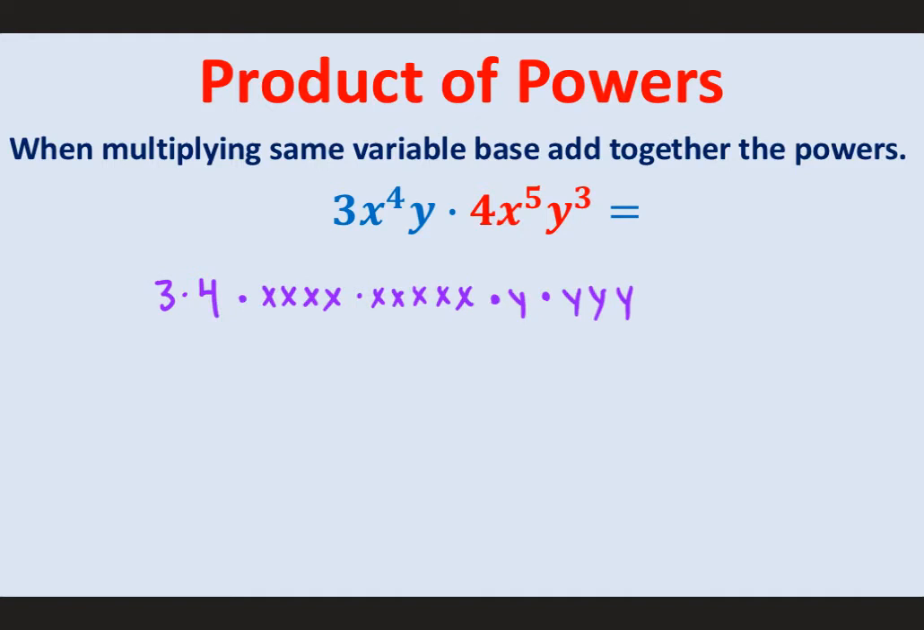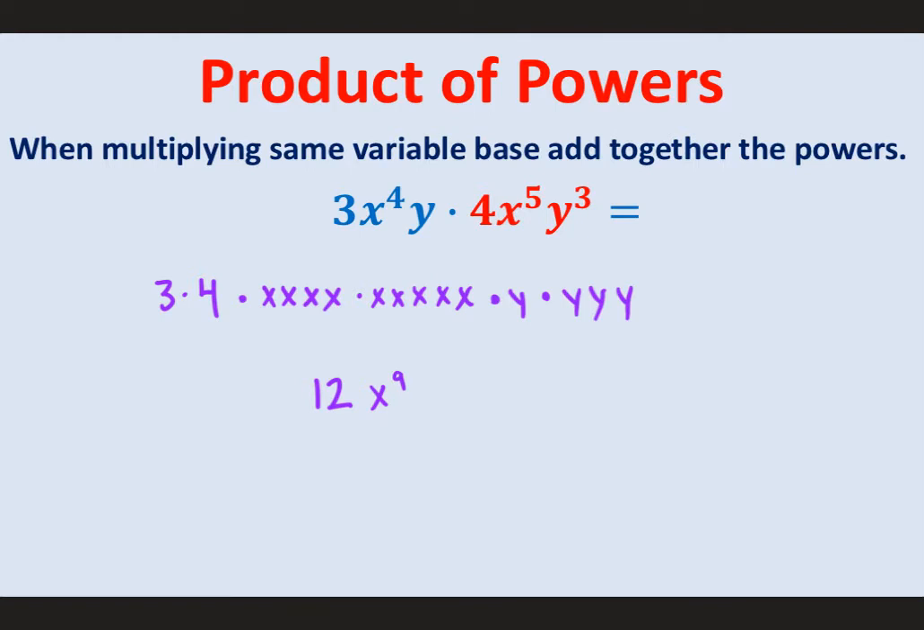I can now multiply together all the pieces that are together. 3 times 4 is going to make a 12. I had an x to the fourth, I had an x to the fifth, but now I have 9 x's. X times x 9 times, so that's going to be x to the 9th. And you can ask yourself, how did I get from 4 and 5 to 9? I added them, 4 plus 5. So when we multiply with the same base, we add those exponents. That's x to the 9th.